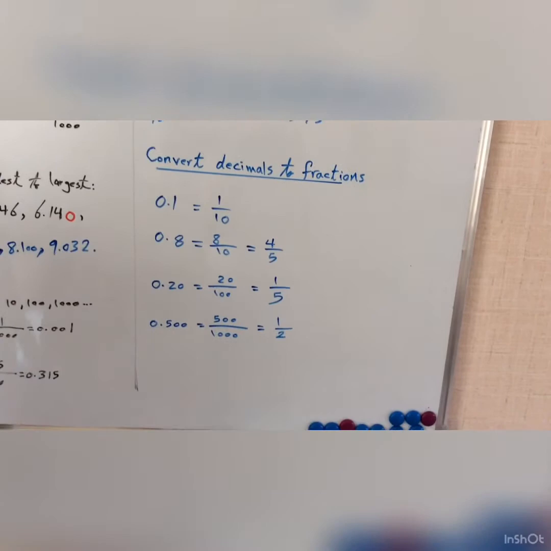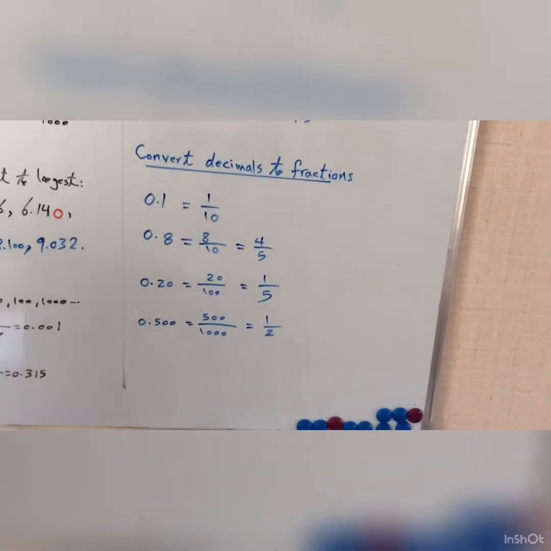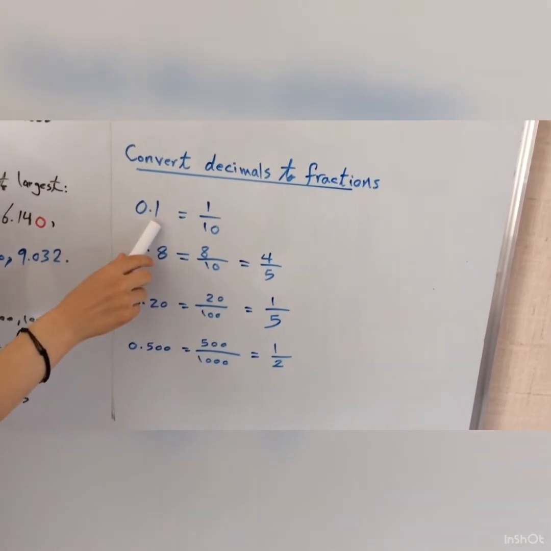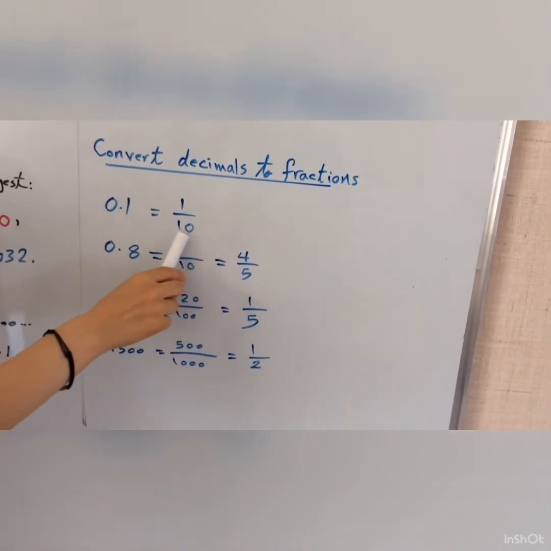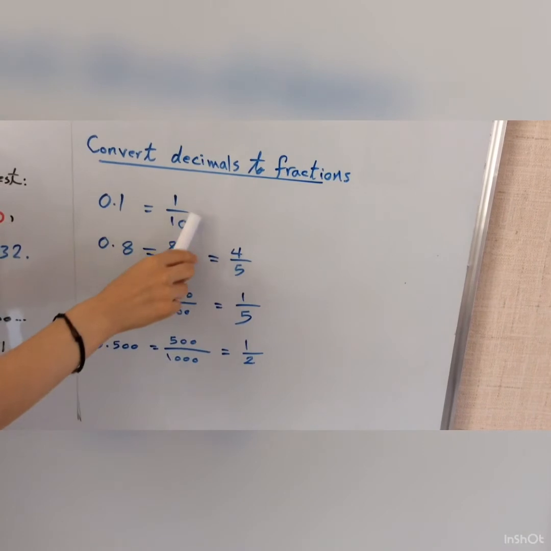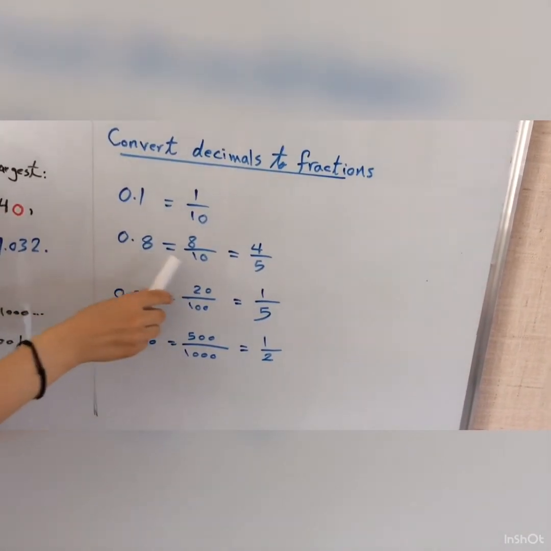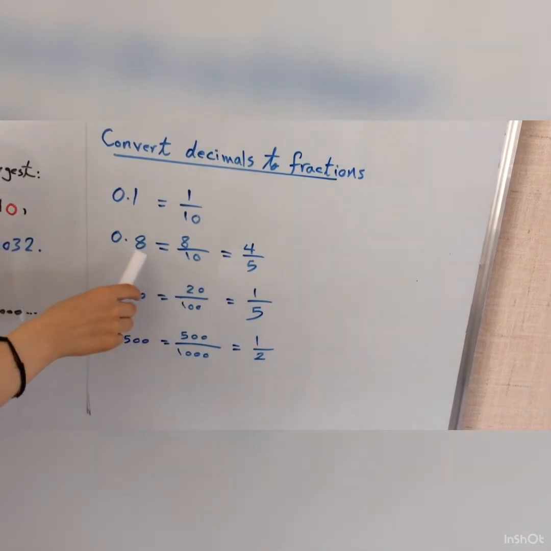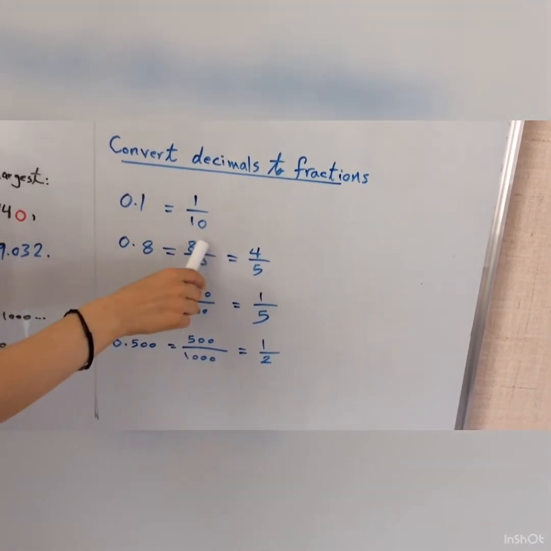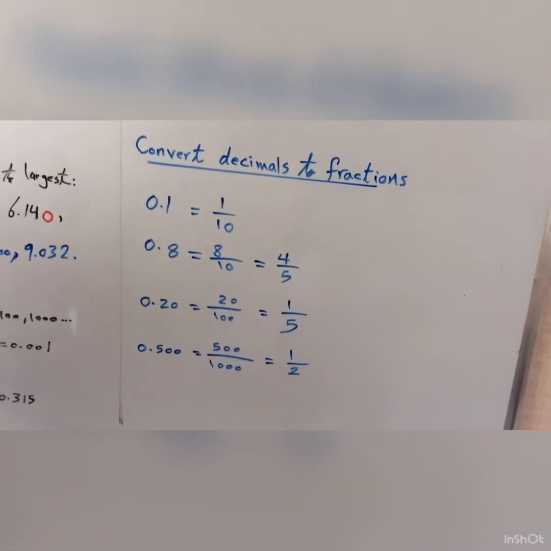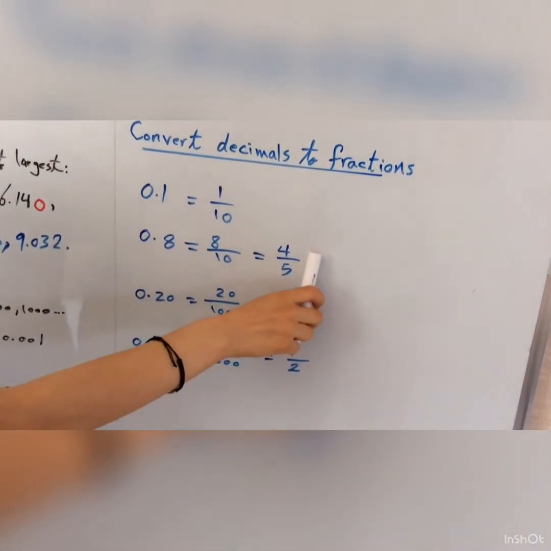Now we can convert decimals to fractions. This is 0.1, and this only has one decimal place, so the answer would be over 10, and that would be 1 over 10. This one has one decimal place also, so the answer would be over 10, and put the 8, so that would be 8 over 10. Both these numbers can be divided by 2, so when you simplify it, it would equal 4 over 5.